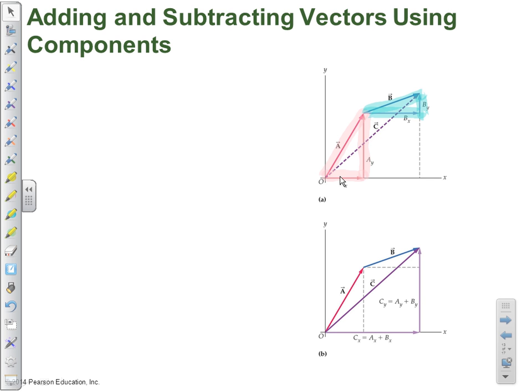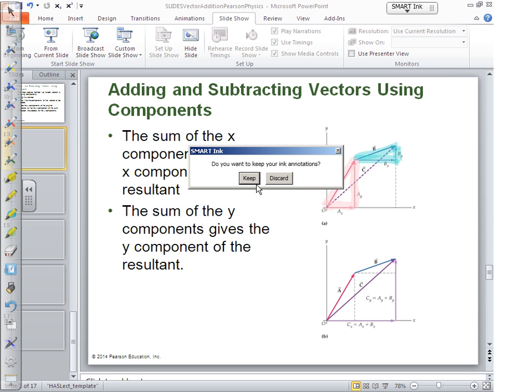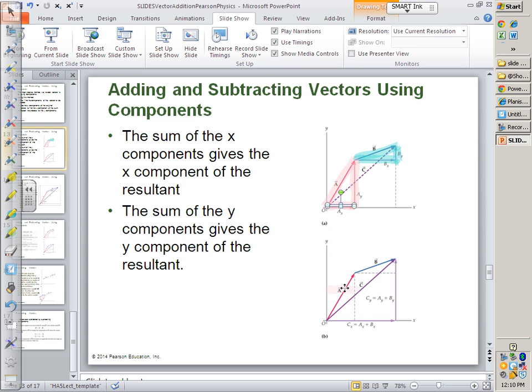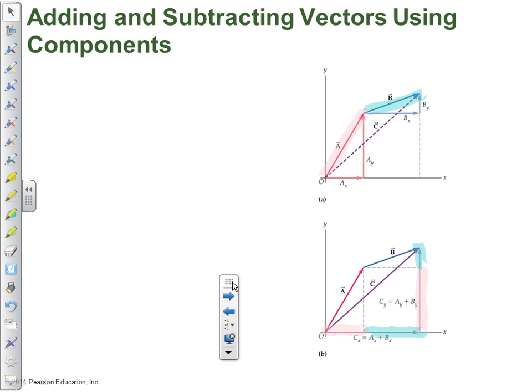Let's see if this works. If I take this and move it down here, and I take this and move it down here, what do you see about the two of those put together? They make the length of that side, right? It's the total of the x components. And then if I take this one here and move it to this spot, and I take this one here and move it to this spot here, right? It makes the total y components. Now, why is that important?